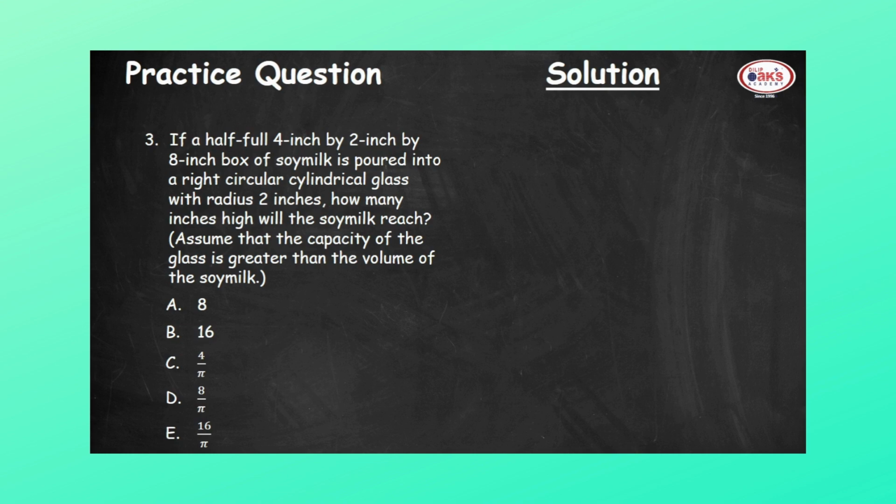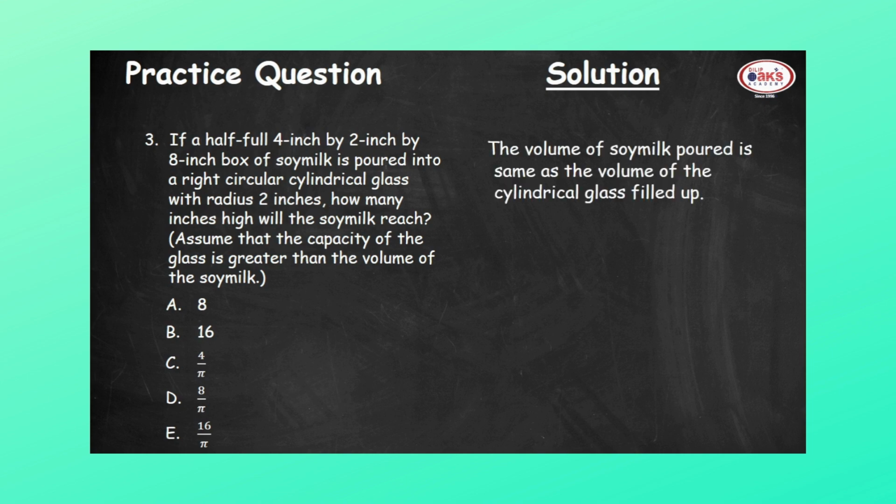So I believe you have understood that the first container which is having soy milk is a rectangular solid, which is a cuboid, and the soy milk is being poured into a cylindrical glass, which is a cylinder, right? Now here we can say that the volume of soy milk poured is the same as the volume of the cylindrical glass filled up, isn't it? Because we are just transferring the same soy milk from one container into another container.